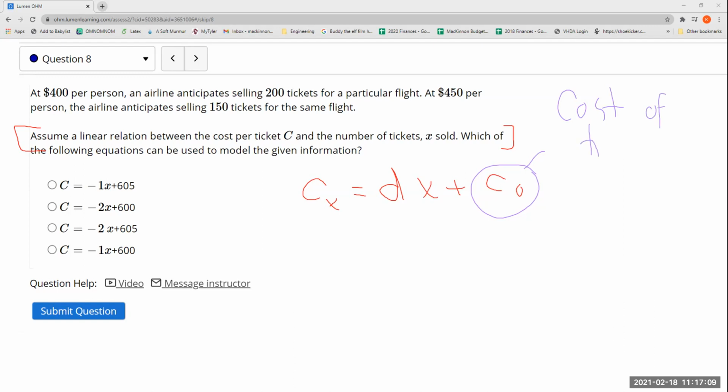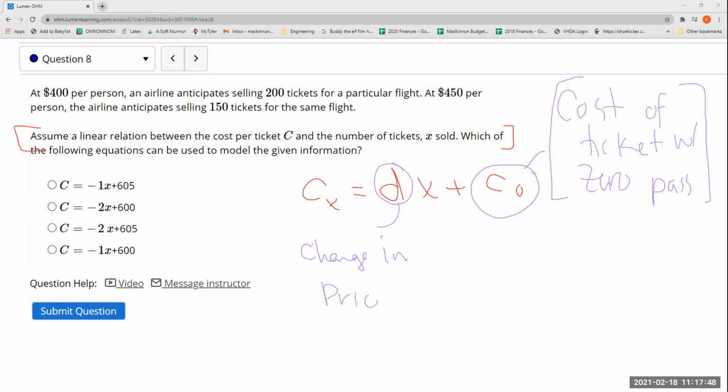of a ticket with 0 passengers. I understand that sounds ridiculous, but that would be our base price, our baseline price before people start buying the tickets and they become cheaper as a result of filling the plane. Now, the D, in this particular context, our constant difference, is going to represent the change in price per ticket.